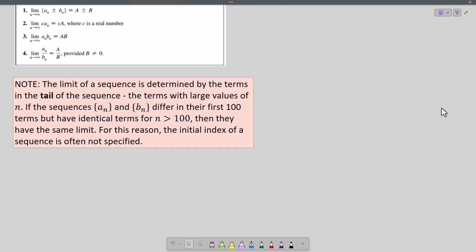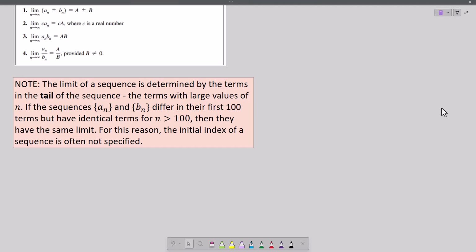What do you mean by tail? Tail is what happens to the right of n. Tail is when the index values are huge. Our sequences have an infinite number of terms, and it's all relative. Like if you have a sequence and it does this for the first 100 terms, but then it does this for all terms greater than 100, then the tail is n greater than 100. The leading terms are the front of the sequence, and the tail is the end of the sequence.